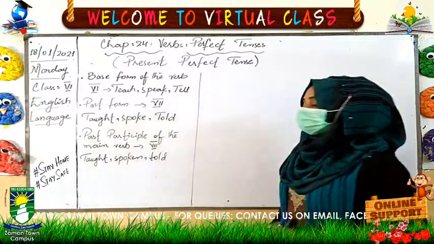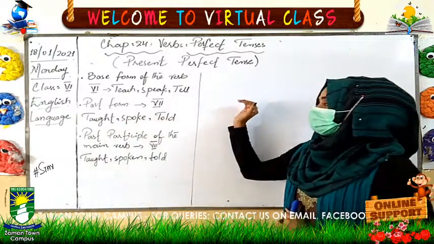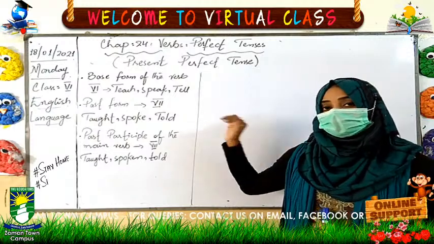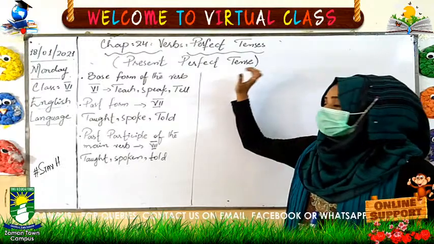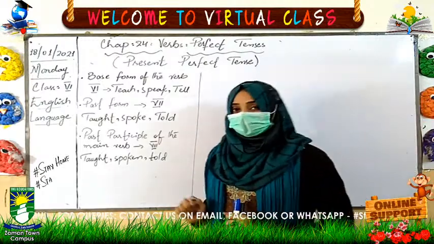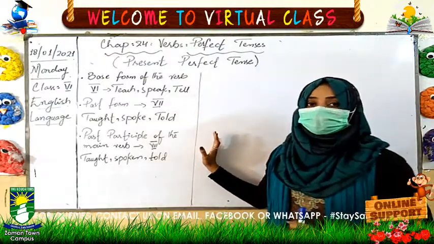As we were learning the tenses, we have done our present and continuous tenses. Today we are going to move towards the perfect tenses. For the perfect tenses, we need to know the forms of the verb.